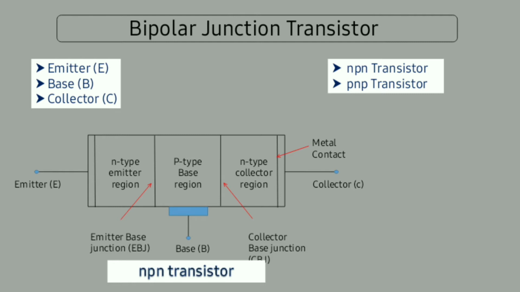Construction of NPN transistor will be like this. The left side N-type region is heavily doped, so it has a large number of free electrons. The P-type base region has holes as majority carriers. The base here is lightly doped and very thin. It passes most of the emitter injected electrons on to the collector.